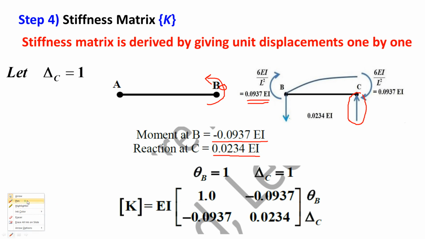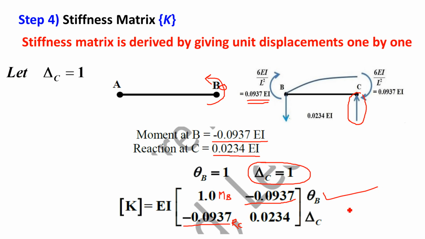One more thing, please understand, the stiffness matrix is always a symmetric matrix. So for this minus minus term, the upper triangular and lower triangular elements are always the same. These first two elements are from the theta B equal to one figure, and the remaining second column from the delta C equal to one figure. First element represents moment at B and second element represents reaction at C, because our unknowns are theta B and delta C. In both figures, this is moment at B and this is reaction at C. So like this, if your delta is unknown, you can find the stiffness coefficients.